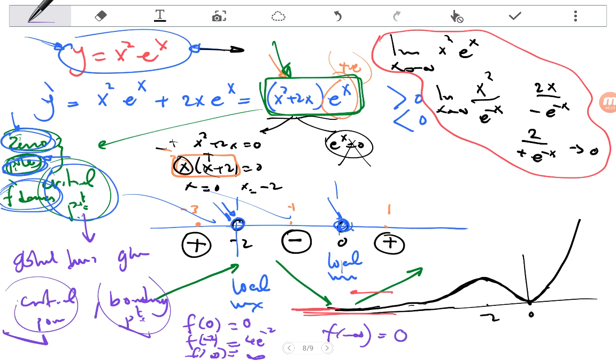What is the least value of all of these values? It is 0. So this is the global minimum. Global minimum is equal to 0. What is the maximum value? The maximum value is infinity. So when the maximum value is positive infinity, we say that we have no maximum. Okay? We have no maximum.